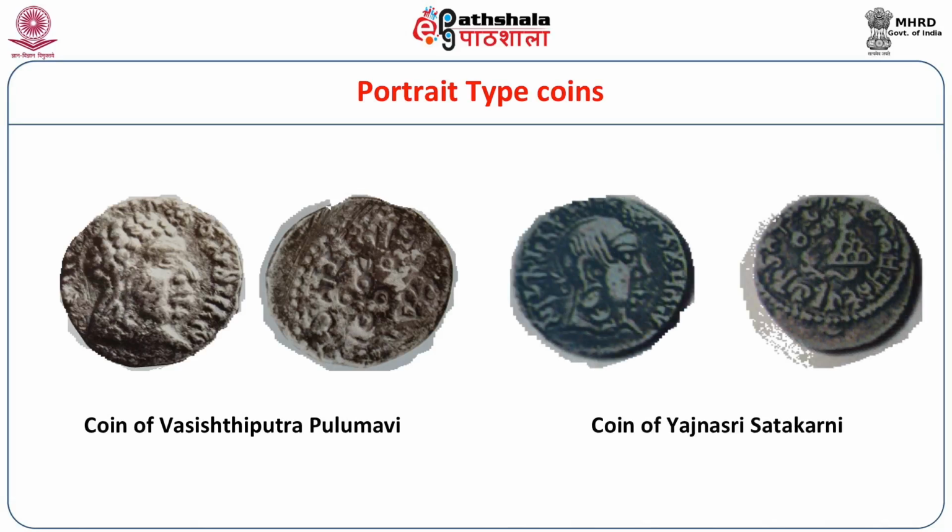Similarly, you can see the coin of Yajnashri Satakarni, where you have the portrait of Yajnashri Satakarni, and on the reverse you have the symbols along with Ujjain symbol. So what is very interesting is that the portrait type of coins were issued after the reign of Gautamiputra Satakarni. Up to the reign of Gautamiputra Satakarni, we do not find any portrait type of coins issued by the Satavahanas. So these were only issued after Gautamiputra Satakarni with the beginning of the reign of Vashishtiputra Pulumavi. More than 6 rulers had issued portrait type coins among the Satavahanas.